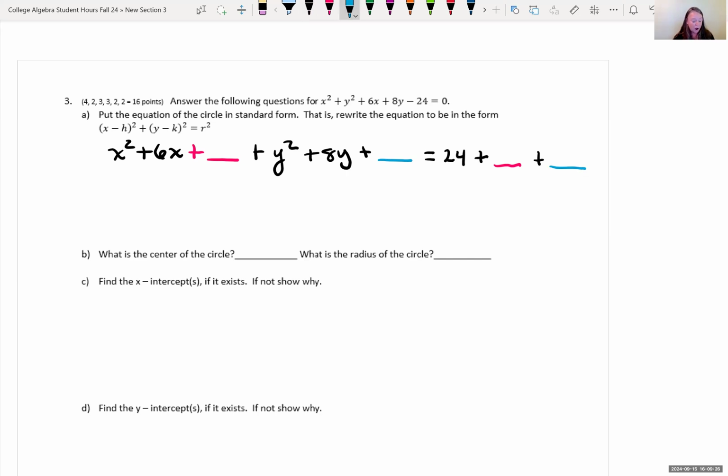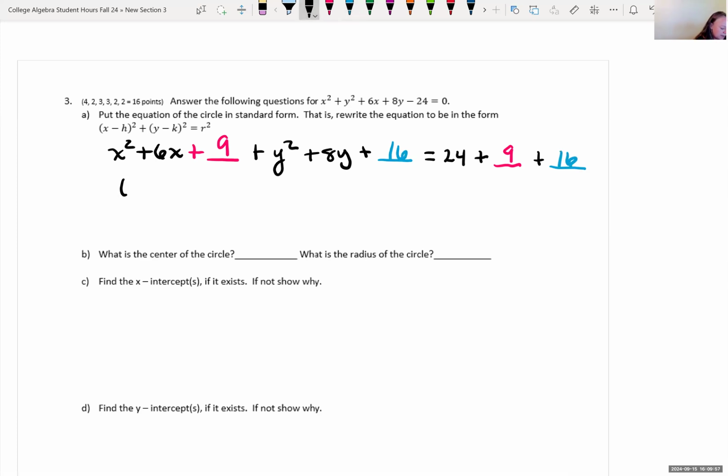So trying to figure out what I need to add to x squared plus 6x to make that a perfect square. Take half of 6, which is 3, and square it. That gives me 9. So I'm going to add 9 to both sides to make the x terms a perfect square. To find what I need to add to make the y terms a perfect square, I'm going to halve 8. 8 divided by 2 is 4. Square that 4. That's 16. So I'm going to add 16 to both sides of my equation.